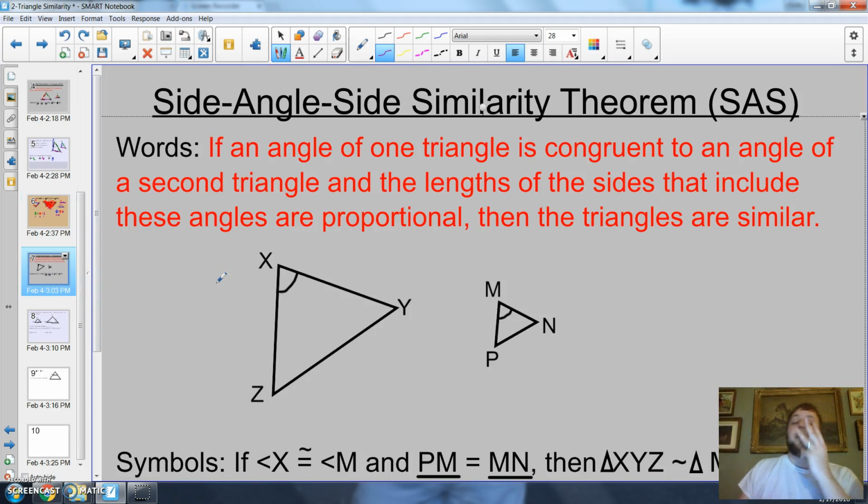Alright, here's the other rule. We just learned side, side, side: if we know those three sides are proportionate, the triangles are similar. Now, here's the other one: side, angle, side. A side, an angle, and a side.